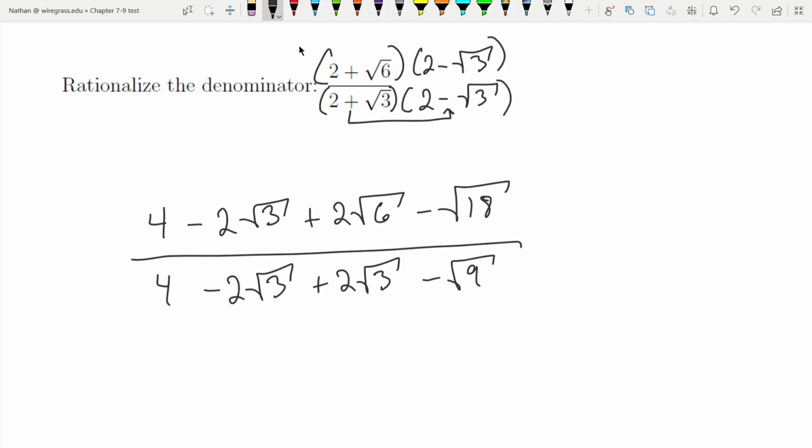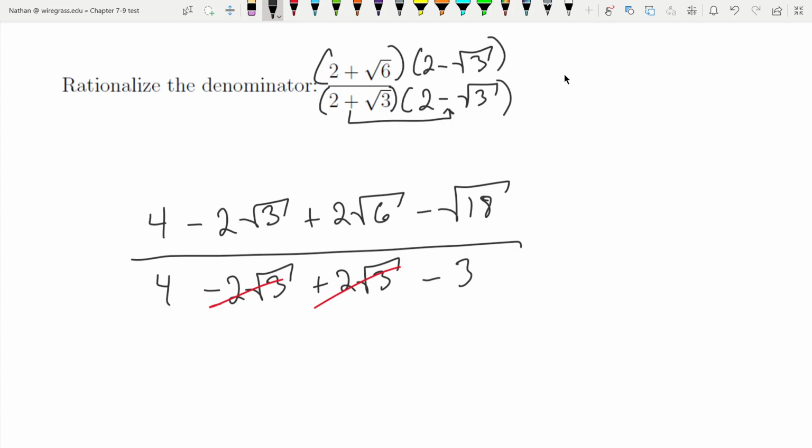All right, you can see from the denominator, these cancel. And the square root of 9 is 3. And we no longer have a radical in the denominator. That's the reason why we do this process. It's called rationalizing the denominator.